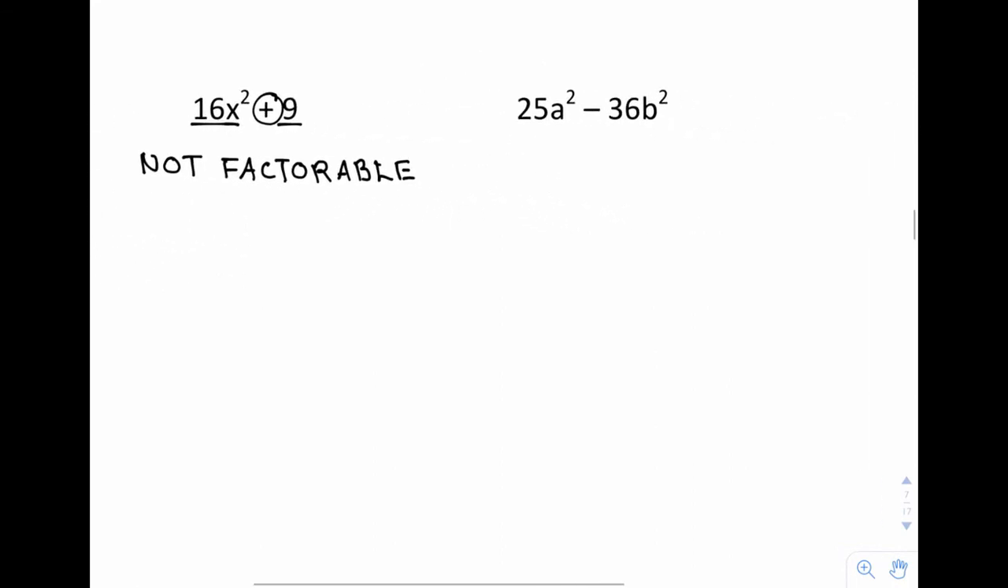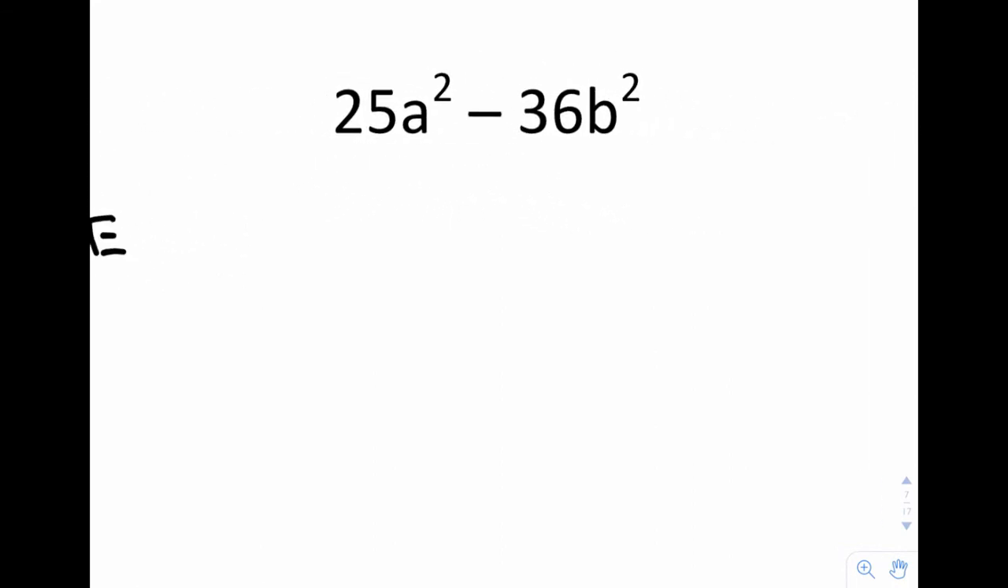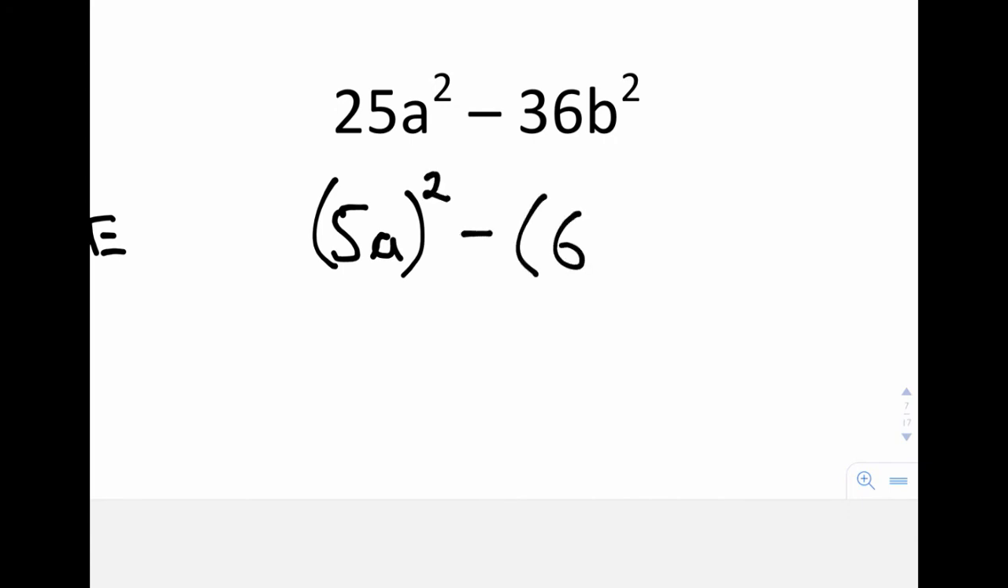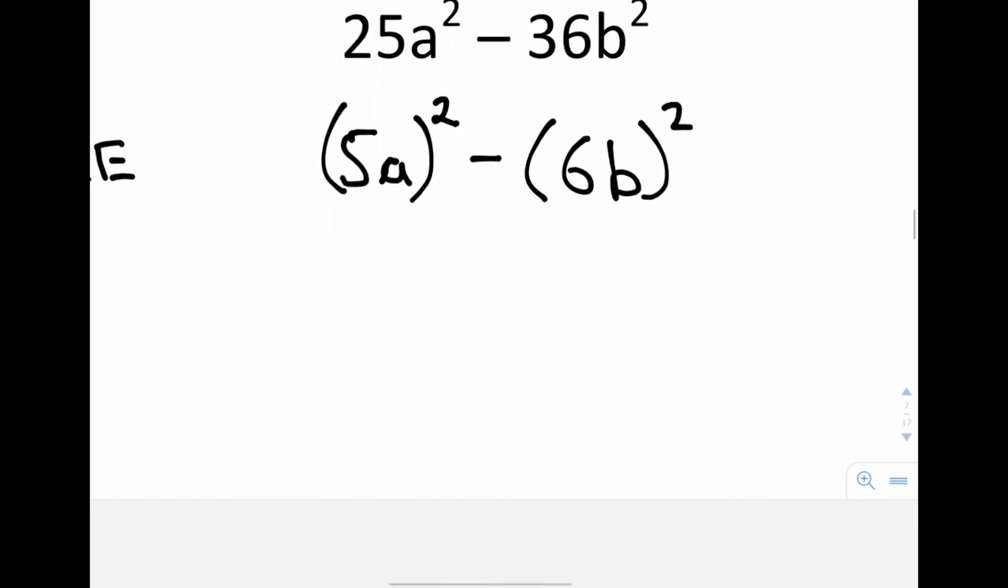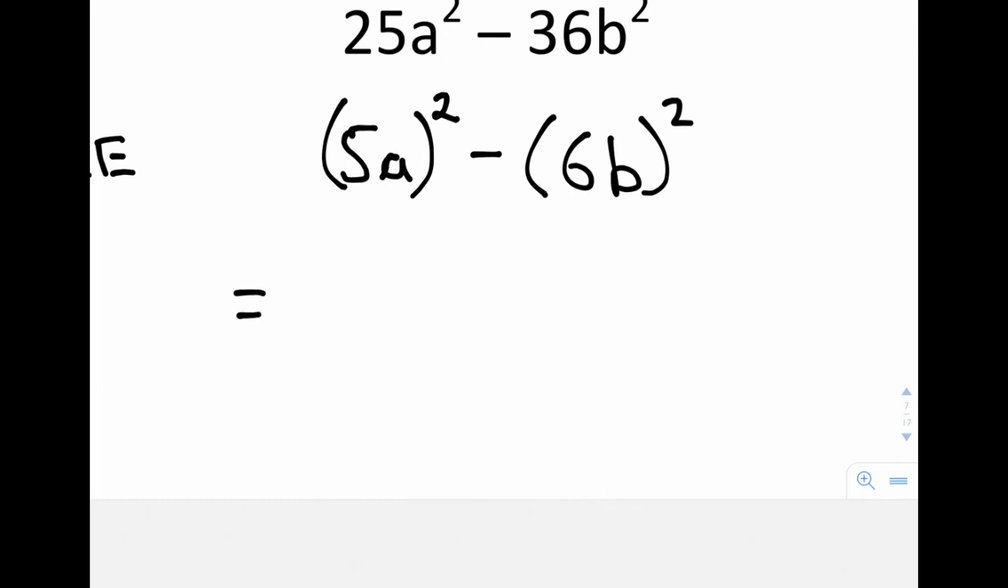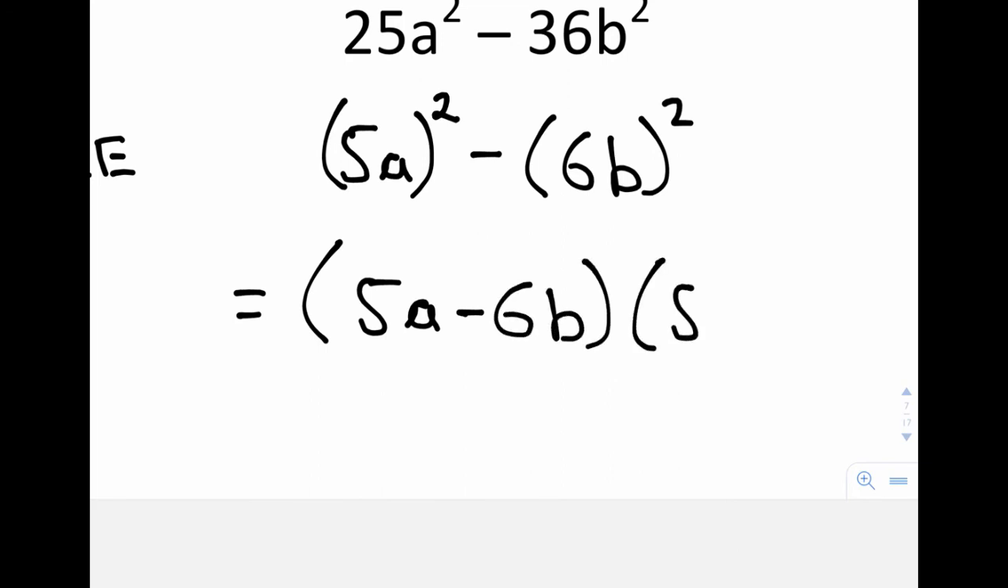Okay, and for the final one, if I look closely here, I notice that 25 and 36, well, yep, they're perfect squares. So let me write it in a format that is recognizable to me as a difference of squares. I'm going to write it as 5a squared minus 6b squared. Now you don't have to do this. I just like to do it so I can see the perfect squares. And now I can apply my formula. It's 5a minus 6b, and then I have 5a plus 6b.